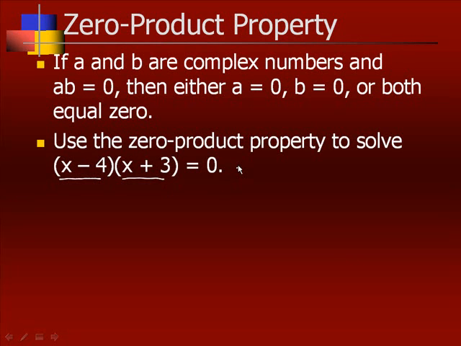Okay, so this example says, use the zero product property to solve x minus 4 times x plus 3 equals 0. Well, it's already factored, so we know that either x minus 4 has to be equal to 0, or x plus 3 has to be equal to 0. Well, if x minus 4 equals 0, adding 4 to both sides gives us 4. If x plus 3 is equal to 0, subtracting 3 from both sides gives us negative 3. So our solution set would be 4 and negative 3.